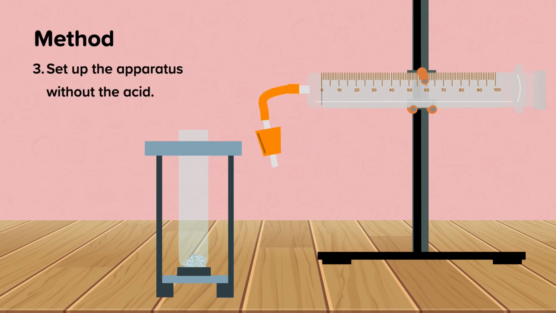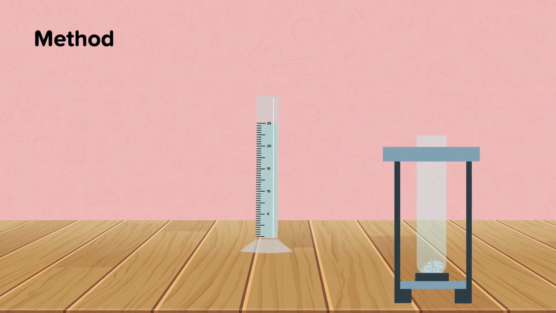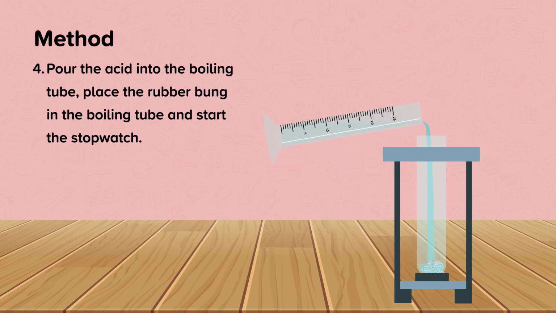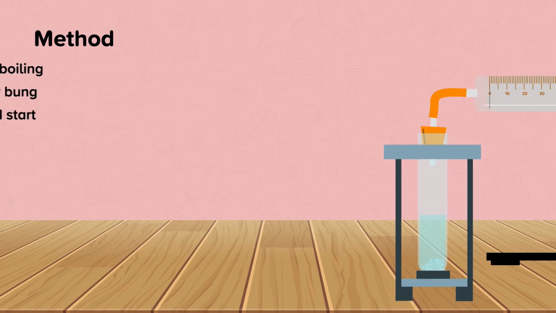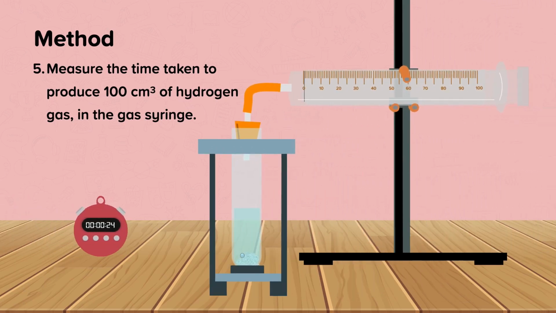Step 3. Set up the apparatus without the acid. Step 4. Pour the acid into the boiling tube. Place the rubber bung in the boiling tube and start the stopwatch. Step 5. Measure the time taken to produce 100 cm³ of hydrogen gas in the gas syringe.